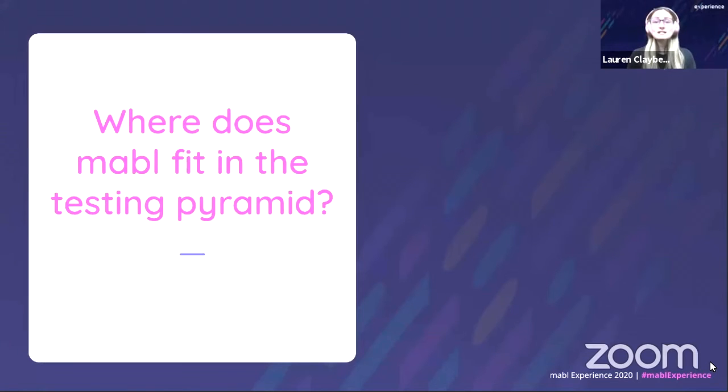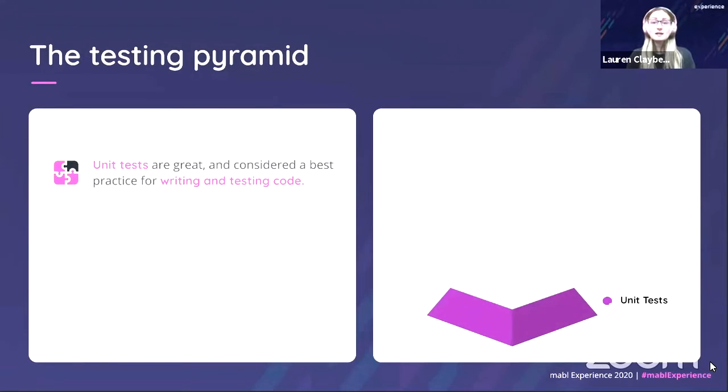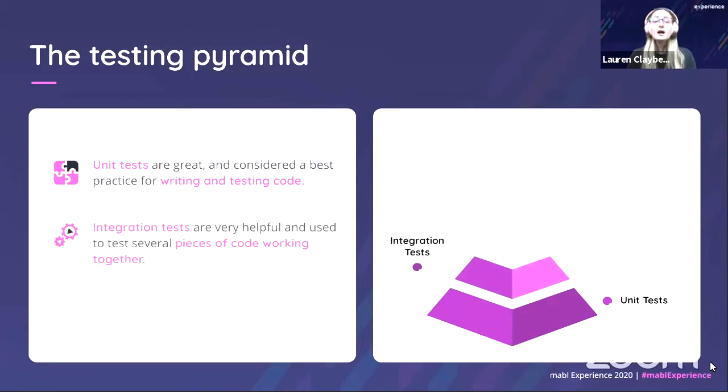So to start off, where does mabl fit into the testing pyramid? So the testing pyramid is kind of the building blocks of a good test suite. And that first foundational level of the testing pyramid is the unit tests. This is primarily focused on covering your code and making sure your code is working the way that you expect it to. Then once you have unit tests, integration tests is kind of the next level. So this is focusing on how code works together instead of just the individual pieces of code. And both unit tests and integration tests are considered best practice.